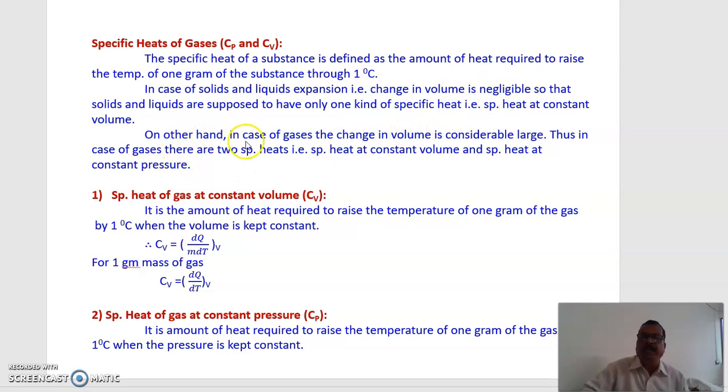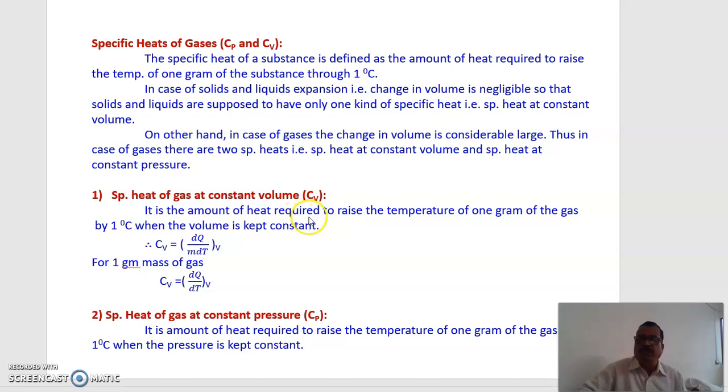On the other hand, in case of gases, the change in volume is considerably large. Thus, in case of gases, there are two specific heats, that is specific heat at constant volume, and another is specific heat at constant pressure, that is Cp. First, we see about specific heat of gas at constant volume, that is Cv.